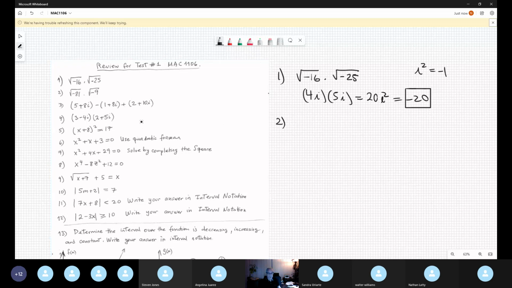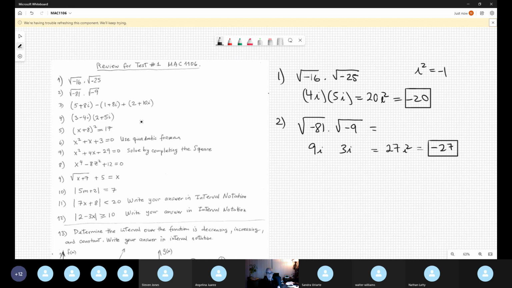Let's do the second question. It's square root of -81 times square root of -9. This is 9i, this is 3i. This is 27i squared, which is equal to -27. Boom, end of the story. How do you feel? I suppose that in the test, one question is similar to this.